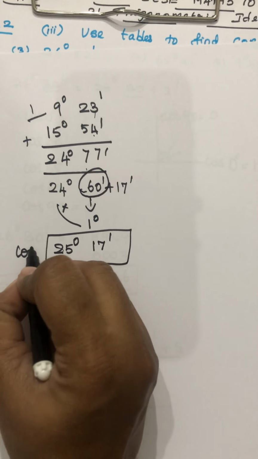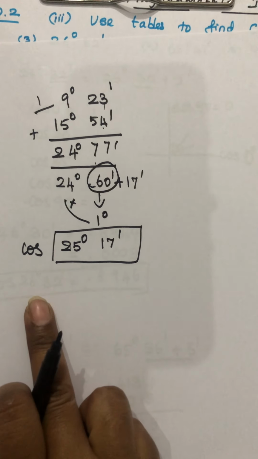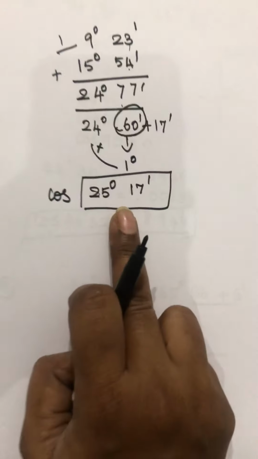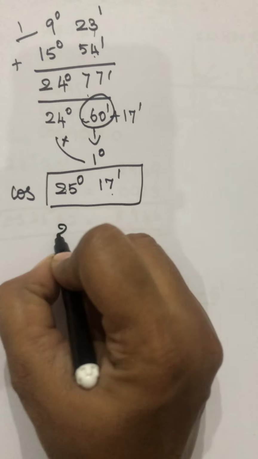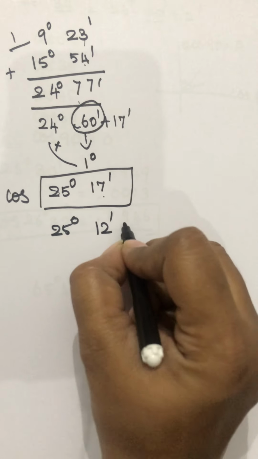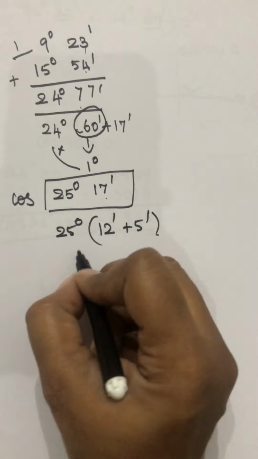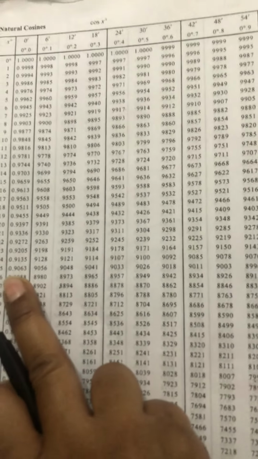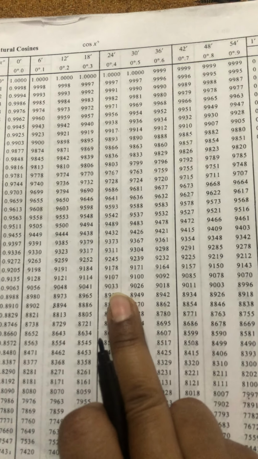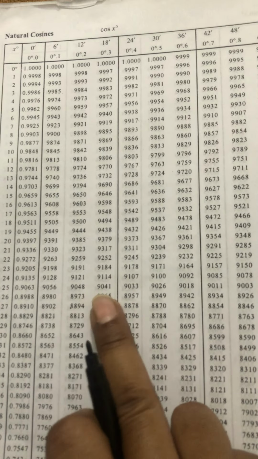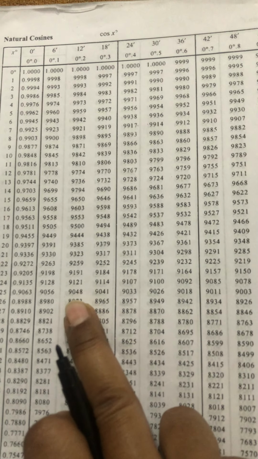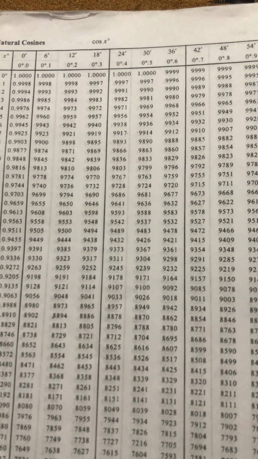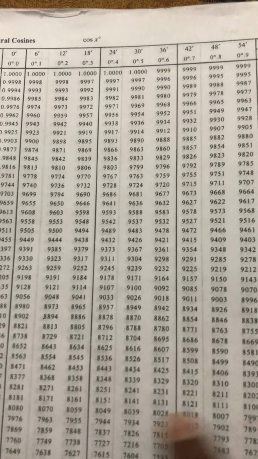So now find the value of cos. Okay, so now see what is our cos 17. 17 will not be here, so we have to split this 17. So this is 12 plus 5. Okay, so let's see, 25, 12. See, where is your 25? This is 25. And where is your 12? 25, 12. So this is 90, 48. Okay, so I have just written 90, 48 and 5 more minutes.